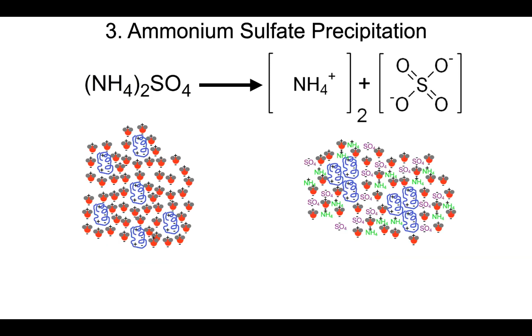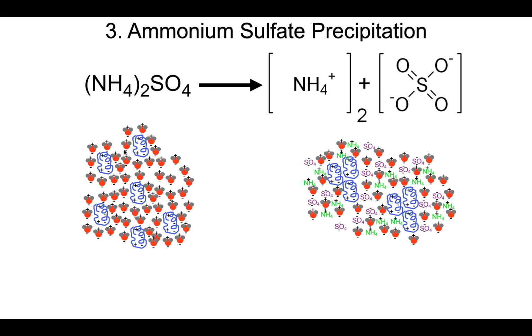So ammonium sulfate precipitation. This is one of the most common ways to precipitate your protein. At this point, what you've done is you have your protein of interest, that's the blue here, and it is dissolved in a buffer that has just come out of the centrifuge. And it's dissolved, meaning that it is surrounded by water molecules. So your protein then is at least a little bit water soluble.